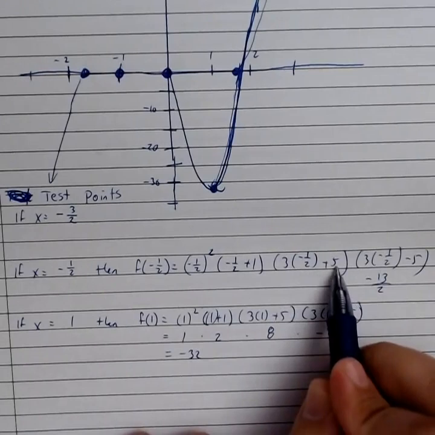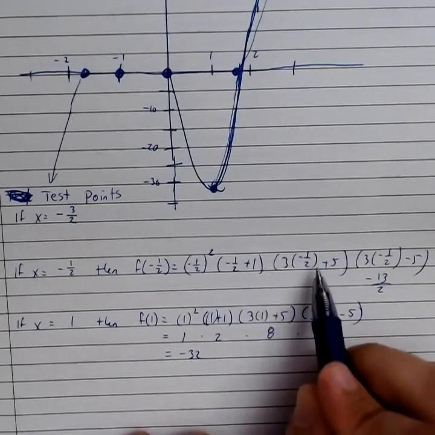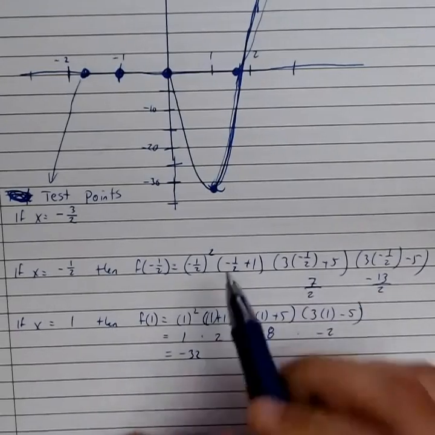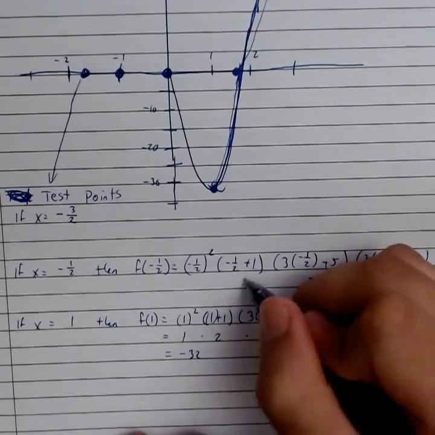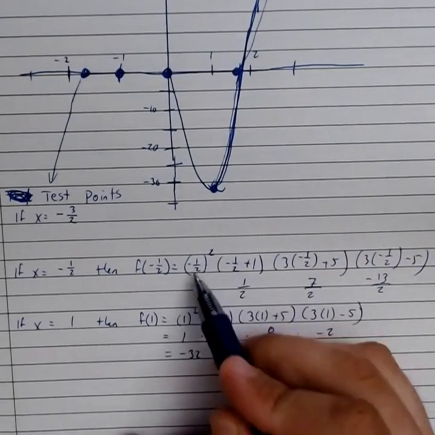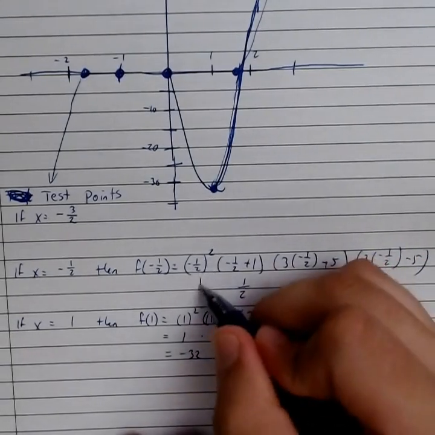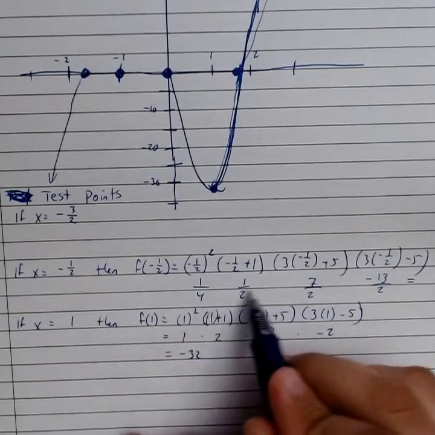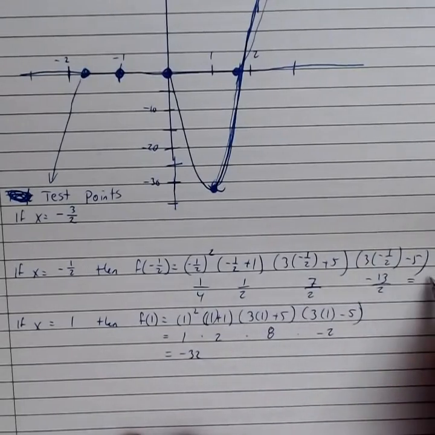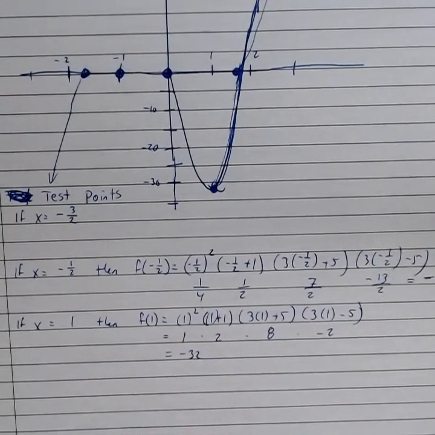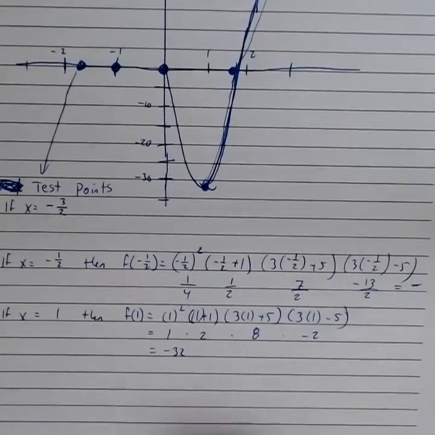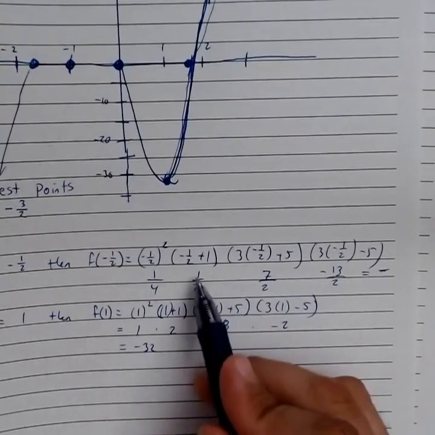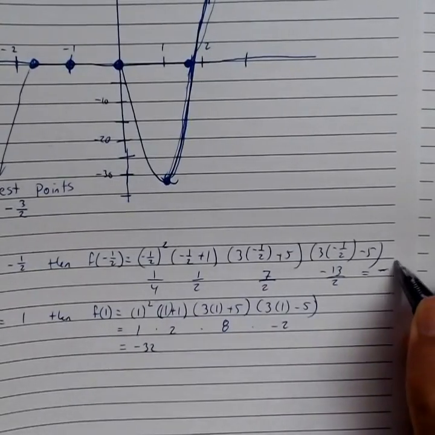Negative 3 halves plus 5, or in other words, negative 3 halves plus 10 halves, that's 7 halves. 1 minus a half is a half. Negative a half squared, negative 1 half times negative 1 half is positive 1/4. And if we multiply all those together, positive times a positive times a positive times a negative is a negative. 13 times 7 is 91. Times 1 is not going to change that, so that's negative 91.